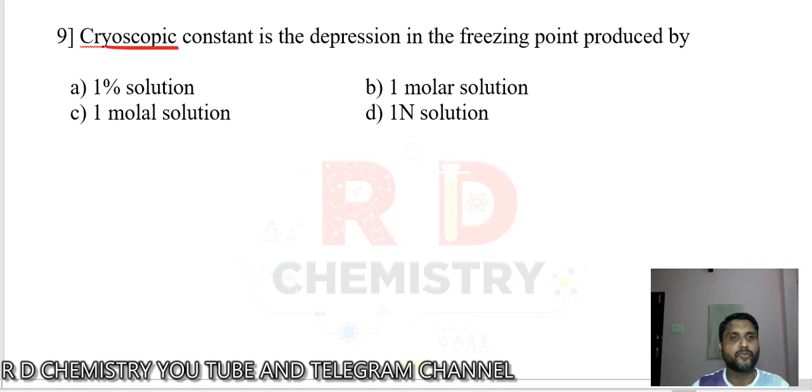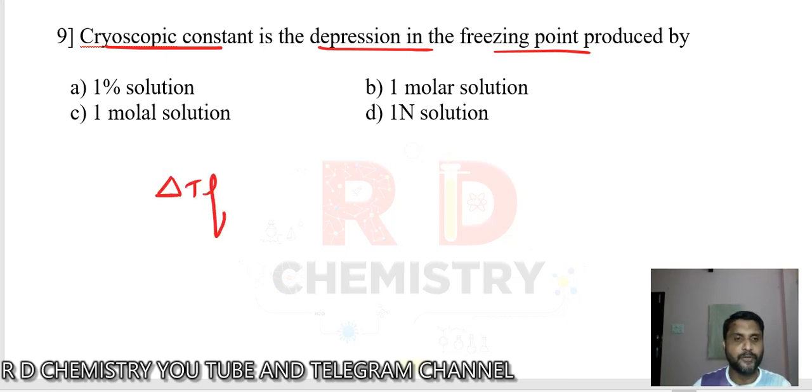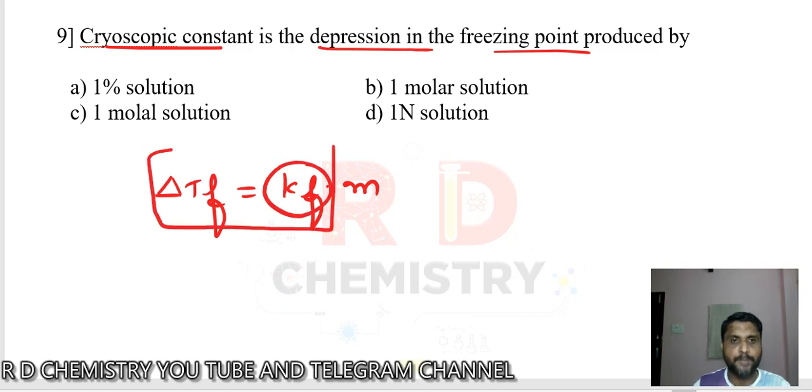Question number 9. Cryoscopic constant is the depression of freezing point. This is a colligative property, the depression of freezing point. The formula in general is delta TF is equal to KF into the molality. The question is about the cryoscopic constant, KF, which is called the cryoscopic constant. Delta TF stands for the depression of freezing point, and KF stands for the cryoscopic constant. They are equal to each other.